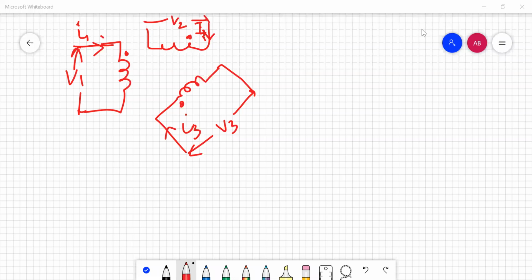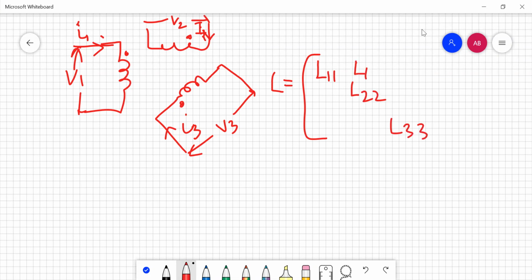So now we come on to when there are three coils that are inductively coupled. For such a type, we define an inductance matrix in which the self-inductance is defined as the diagonal elements. Sorry, here it will be L22. And this will be L33. So when we talk about L12, L12 will be equal to L21, while L13 will be equal to L31.